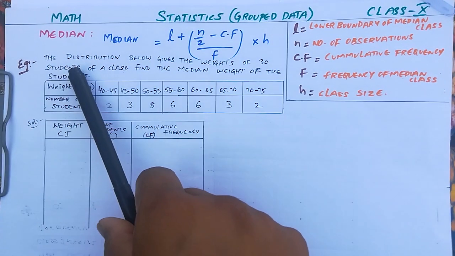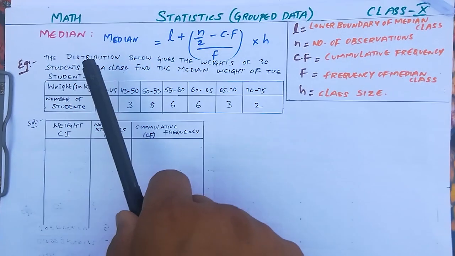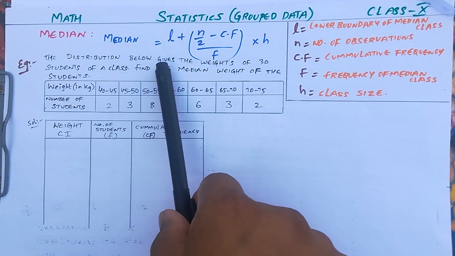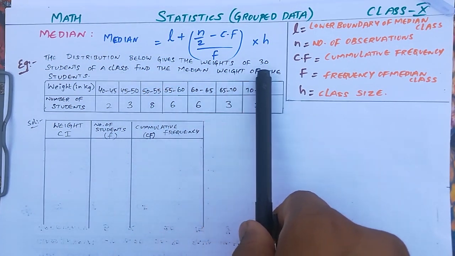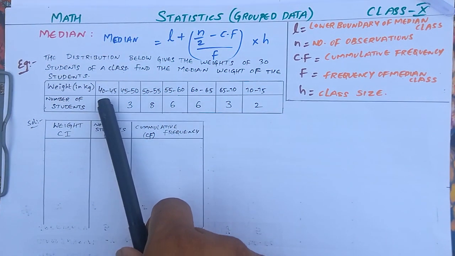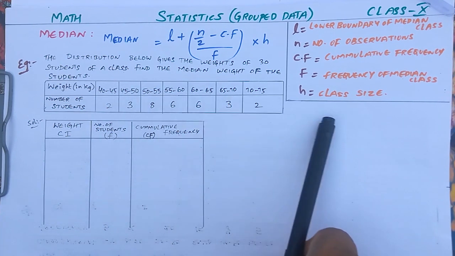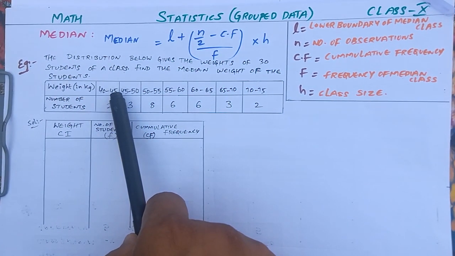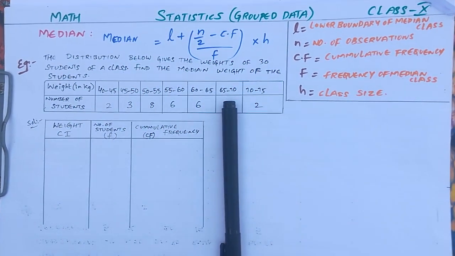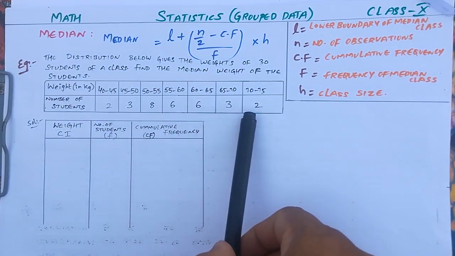So the first question: the distribution below gives the weights of 30 students of a class. Find the median weight of these students. Weights and number of students are tabulated here: 40 to 45, 45 to 50, up to 70 to 75. The difference is h, the class size, which is 5. The number of students is given as 2, 3, 8, 6, 6, 3, 2.